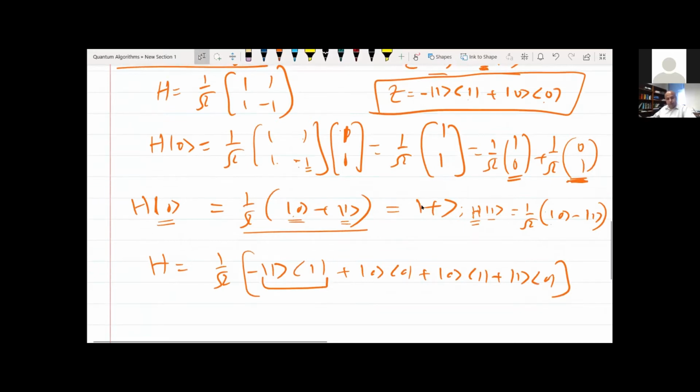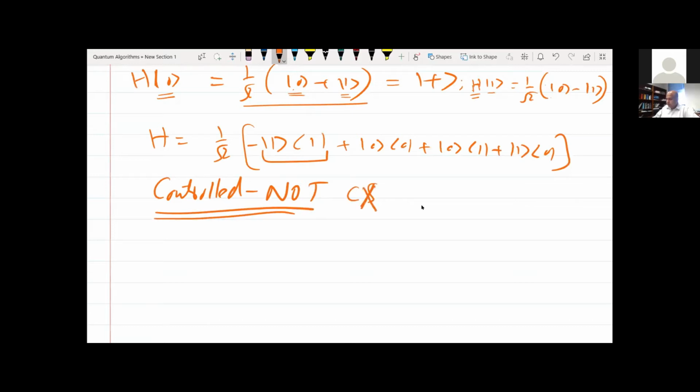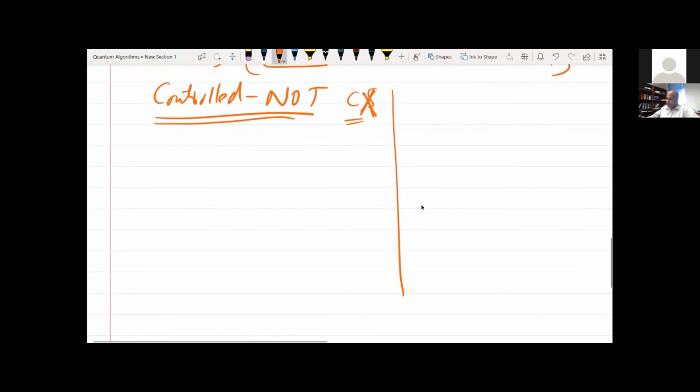Okay, so let's now consider multi-qubit gates. For that, let me talk about the controlled NOT gate. It's also given a symbol CX. Before that, let's talk about multi-particle states. These are called multipartite states.